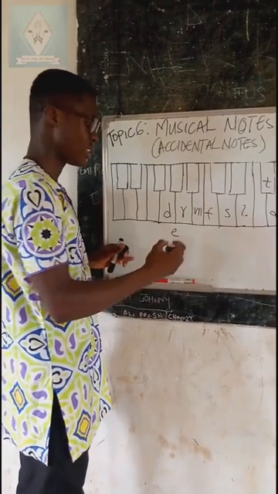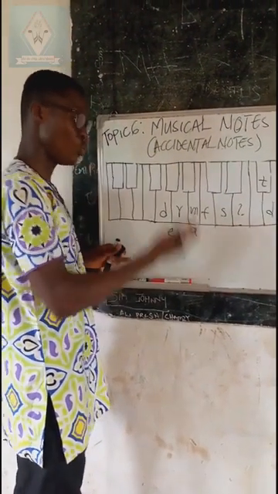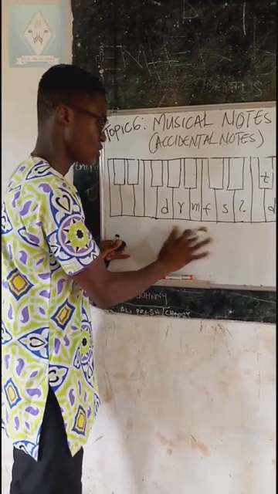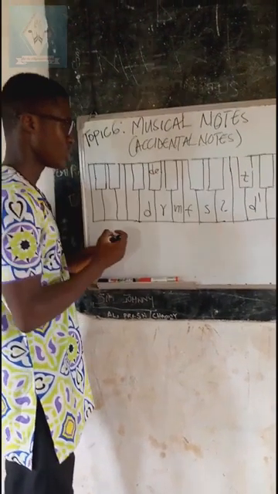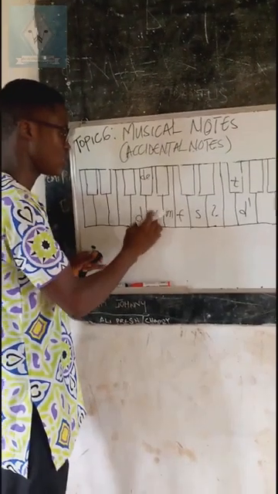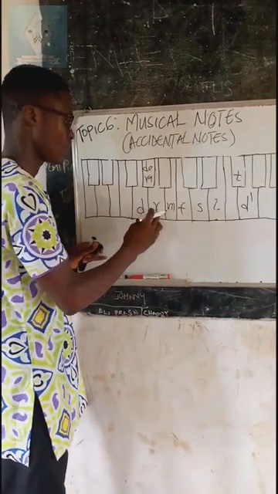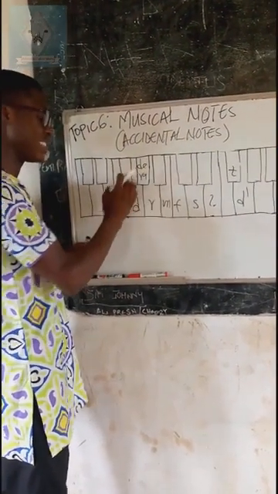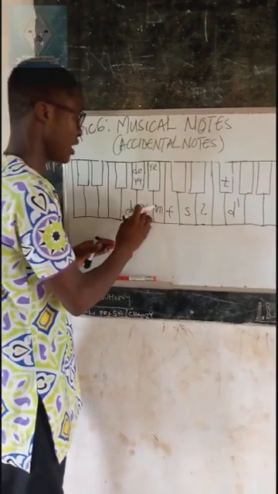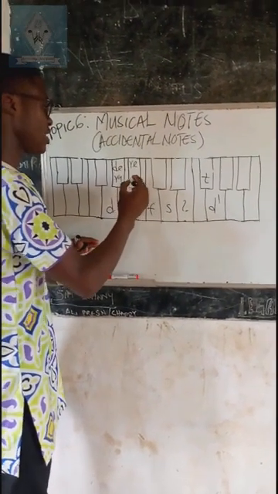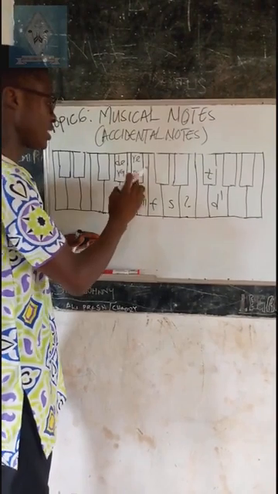Now to derive the names of these accidental notes, we are going to add E to any note you sharpen, and you add A to any note you flatten. So this becomes this by sharpening do, and this becomes this by flattening re. This becomes this by sharpening re, and this becomes this by flattening mi.